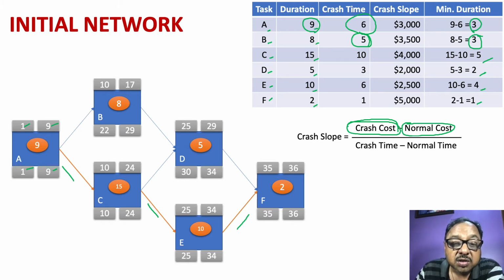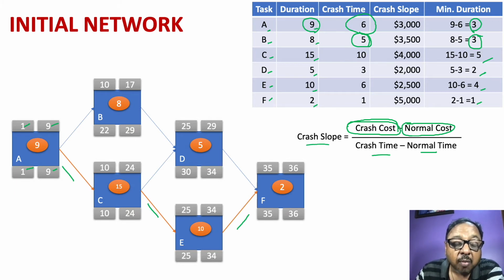So crash cost minus normal cost, divided by the crash time. That is, the crash time is what you're seeing here. If I reduce this activity A by 3 units, then I can finish this activity in 6 units of time. So 3 units is the crash time. So, crash time minus normal time. If I take this ratio, that is crash cost minus normal cost divided by crash time minus normal time, I get the crash slope.